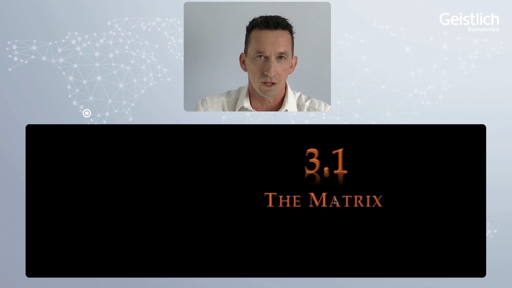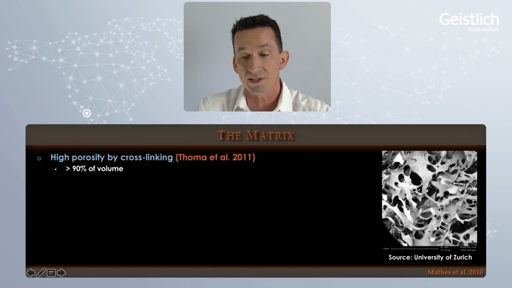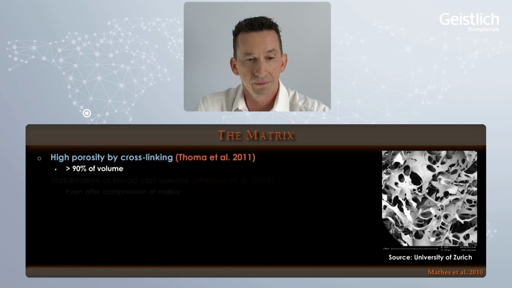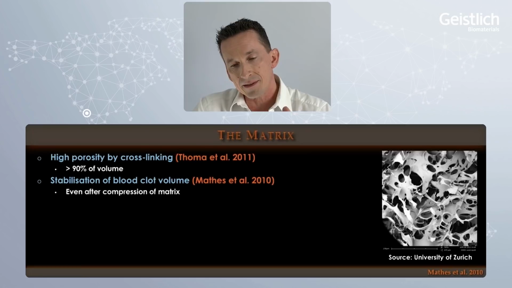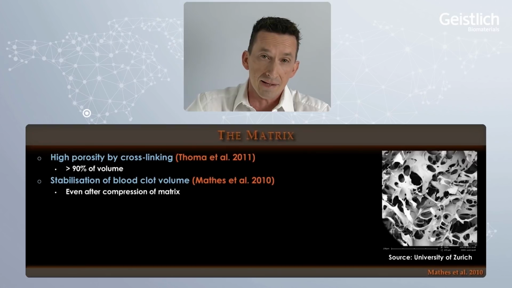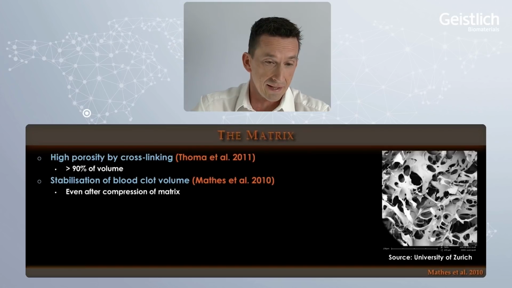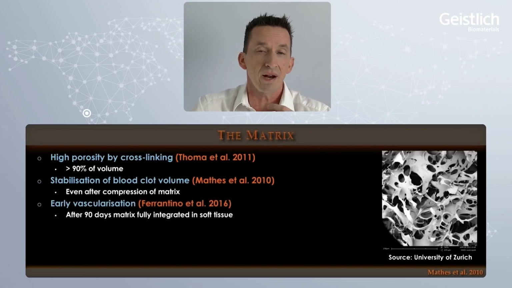Let's have a close look at the matrix. Here you see the matrix in the SEM. It has a very high porosity by cross-linking, which is above 90% of the volume. Within this matrix, you have a stabilization of the blood clot, and by stabilizing the blood clot, you can have a very nice ingrowth of fibrocytes. Even if you compress this sponge, it's going to decompress after release.